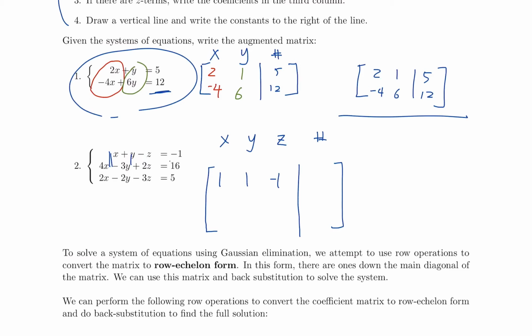And also -1. We have 4, -3, 2, 16. Then we have 2, -2, -3, and 5. Okay.